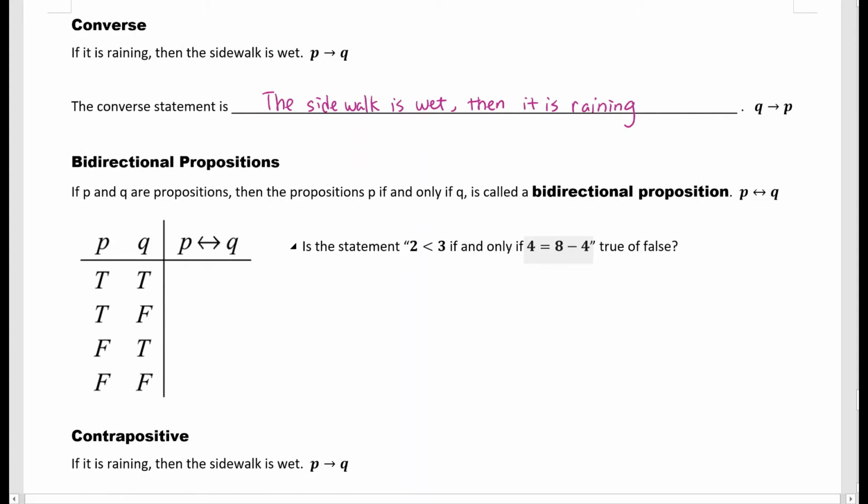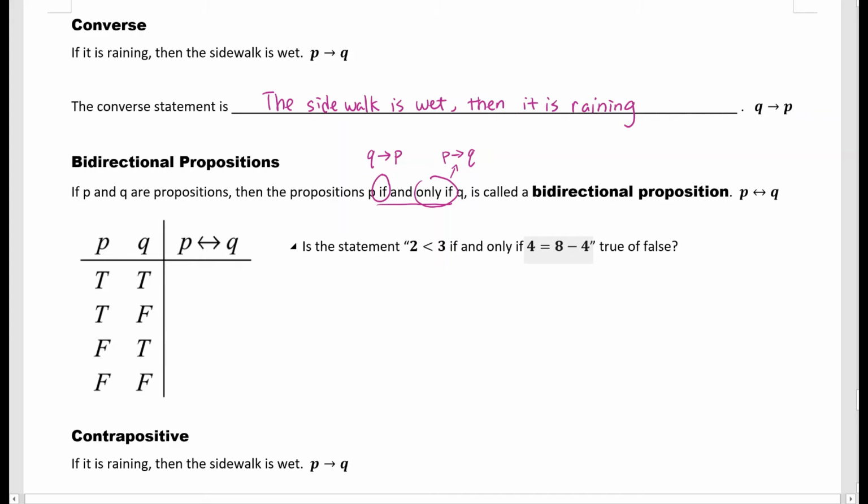Okay, so next, bidirectional propositions. If P and Q are propositions, then the proposition P if and only if Q is called a bidirectional proposition. So if and only if. P if Q means if Q, then P, okay? P only if Q means P implies Q. So P and Q are necessary and sufficient conditions for each other. All right.